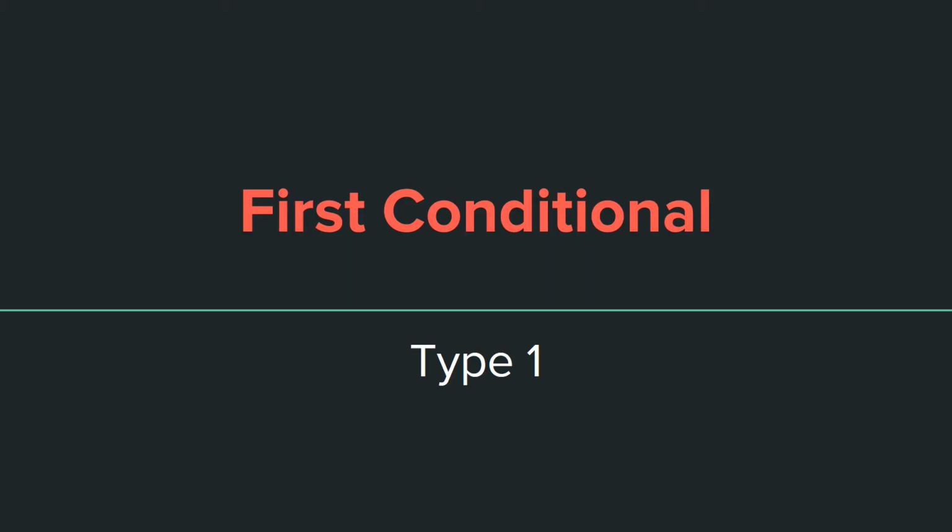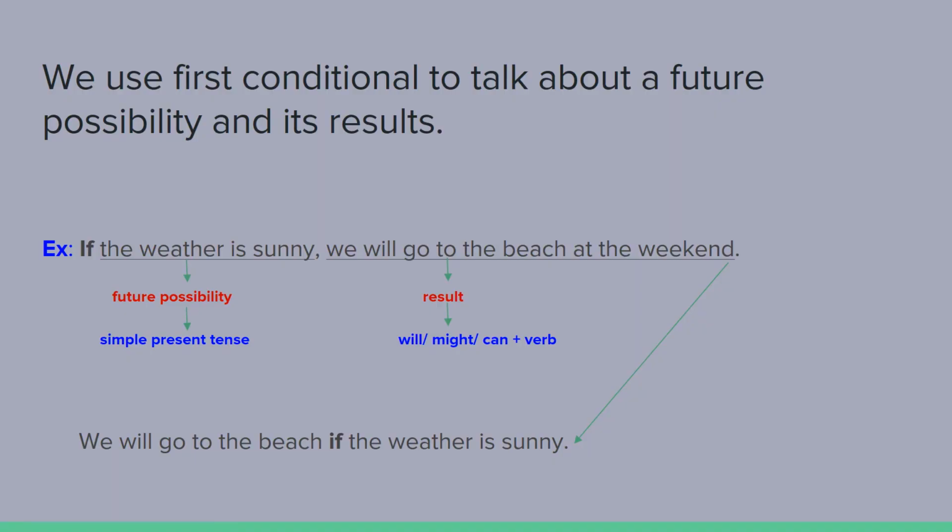The second conditional we will be talking about is the first conditional, which is also called type 1. We use first conditional to talk about a future possibility and its results. If the weather is sunny, we will go to the beach at the weekend. In this example, the first part of the sentence, if the weather is sunny, is a future possibility. And what's its result? We will go to the beach at the weekend.